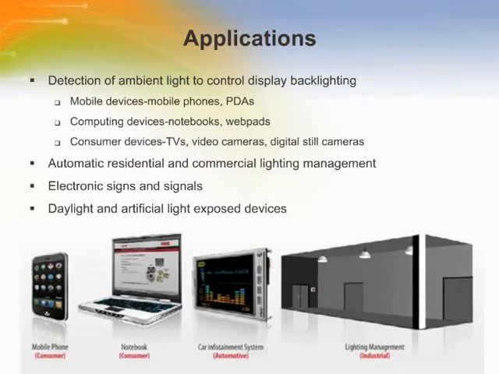Avago's ambient light sensors are ideal for applications in which the measurement of ambient light is used to control display backlighting, such as automatic mobile phones, residential and commercial lighting management, electronic signs and signals, and daylight and artificial light exposed devices. Mobile appliances, such as the mobile phones and PDAs that draw heavy current from display backlighting, will benefit from incorporating these photosensor products in their designs by reducing the power consumption significantly.